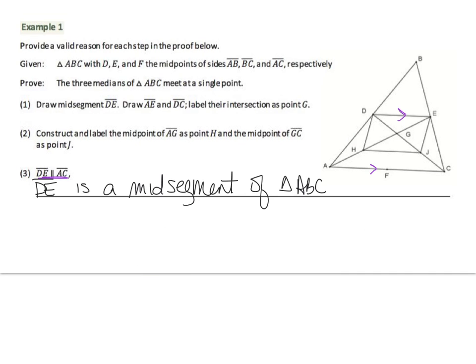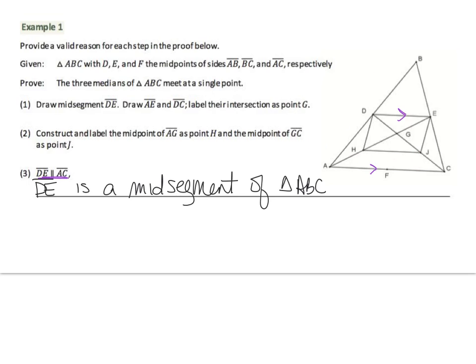Example 1. Provide a valid reason for each step in the proof below. Aren't these proofs the best? They walk it through for us. Given triangle ABC with D, E, and F as the midpoints of the sides, prove the 3 medians of triangle ABC meet at a single point. So we're proving that they meet at a single point.